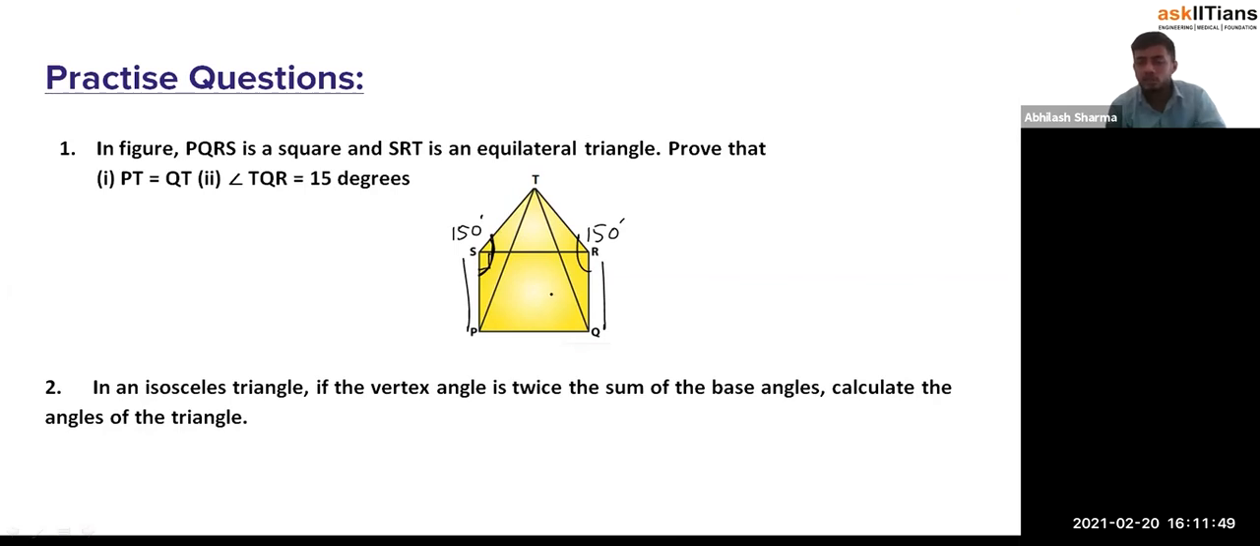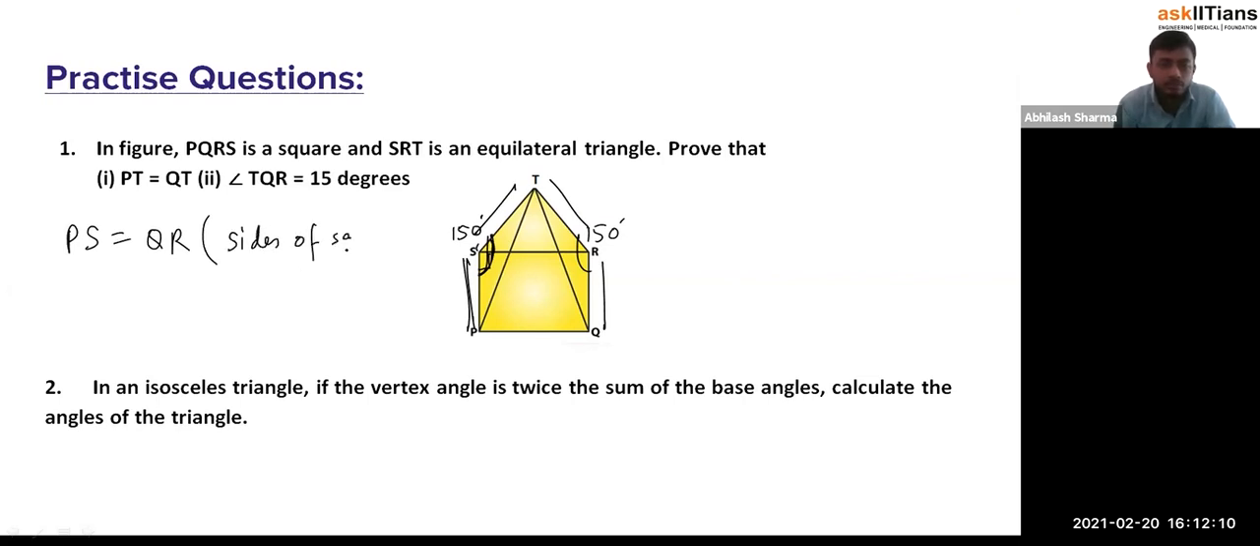Opposite, all the side lengths of our square are equal. Why are these two side lengths equal? In an equilateral triangle, all side lengths will be equal. So side angle side. So that's it. So now we can say that PS is equal to QR, because the sides of a square are equal.